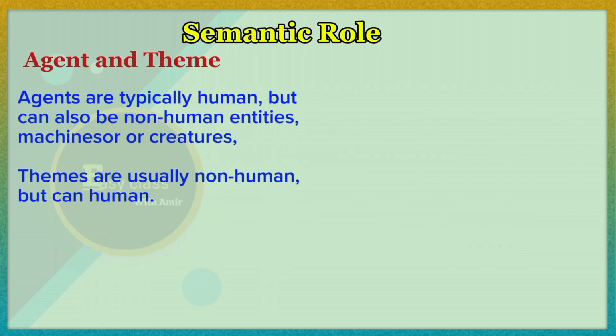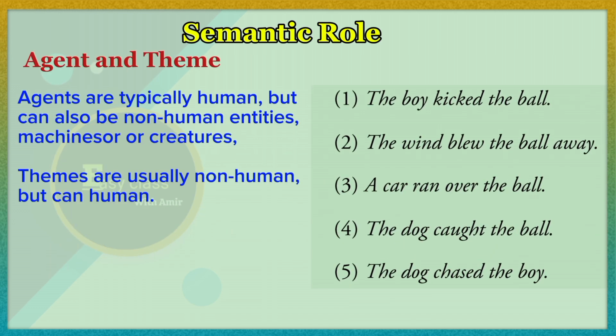Agents are typically human, but can also be non-human entities, like natural forces, for example, the wind, machines, for example, a car, or creatures, for example, the dog. Themes are usually non-human, but can also be human, for example, the boy in "the dog chased the boy." Examples 1 to 5 illustrate these different scenarios.